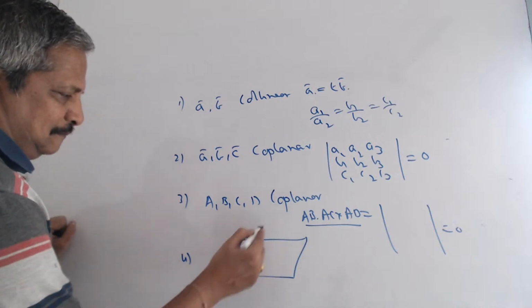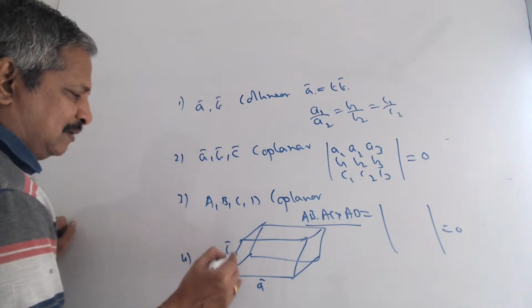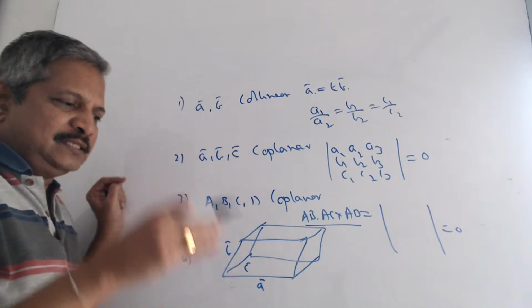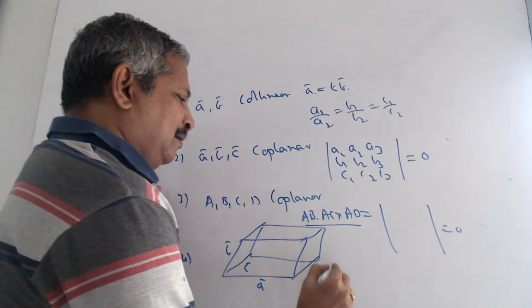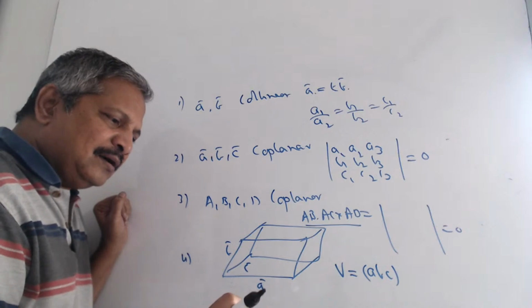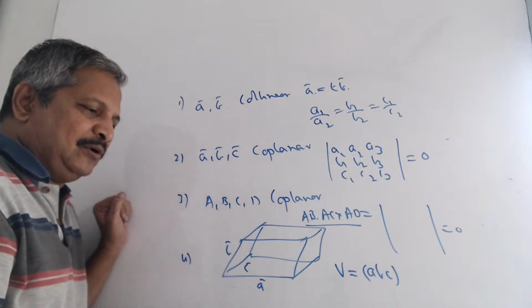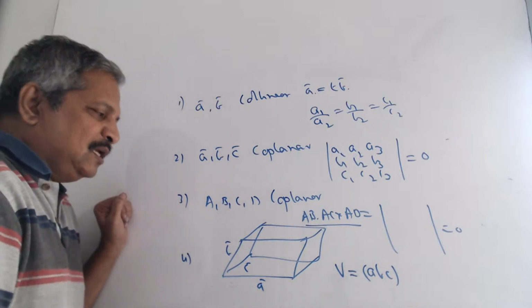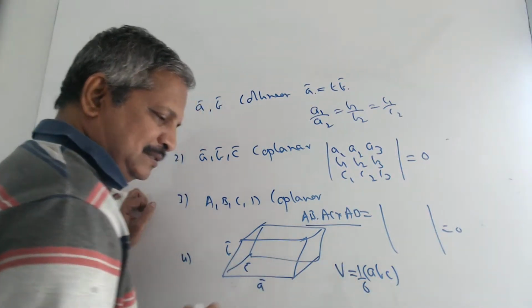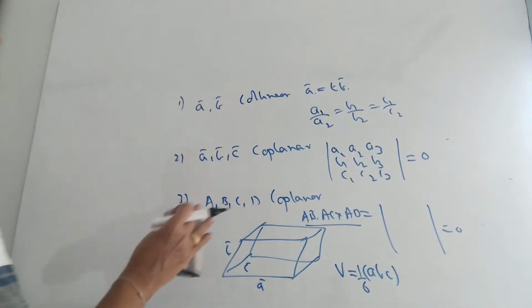Parallelepiped means like this, whose coterminous edges are given. If A, B, C are the three coterminous edges of a parallelepiped, then its volume is the box product [A B C]. If A, B, C are edges of a tetrahedron, then its volume will be 1 by 6 of the box product. With 1 by 6 it is a tetrahedron; without 1 by 6, it is a parallelepiped.